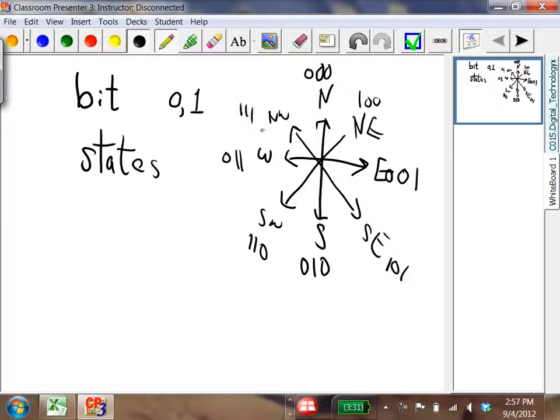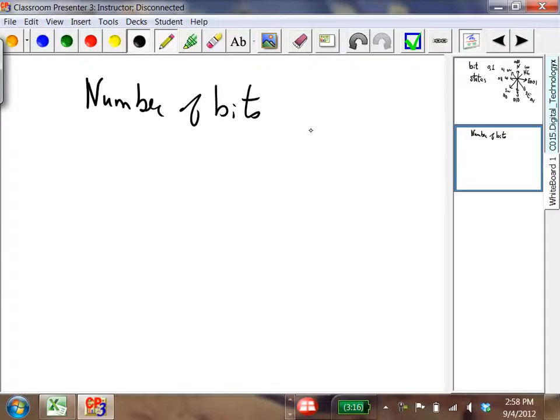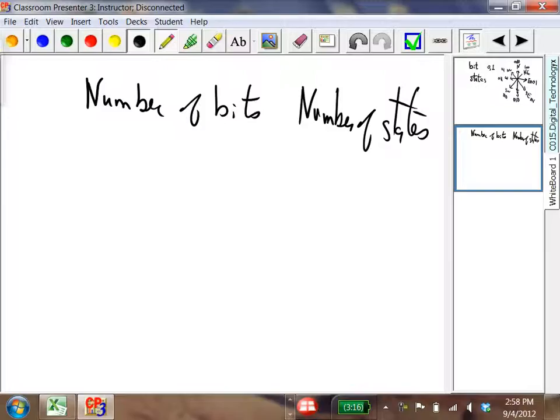Right? So there's a general principle here, then. There's a relationship between the number of bits and the number of states you have. What is the relationship between the number of bits and the number of states?